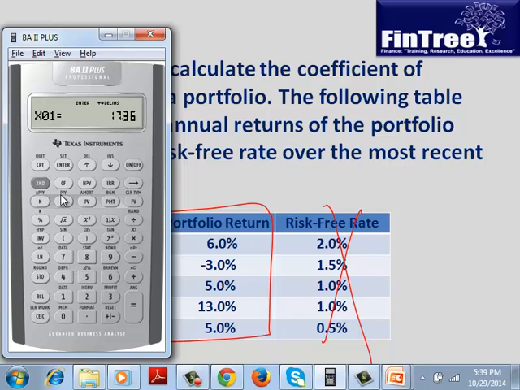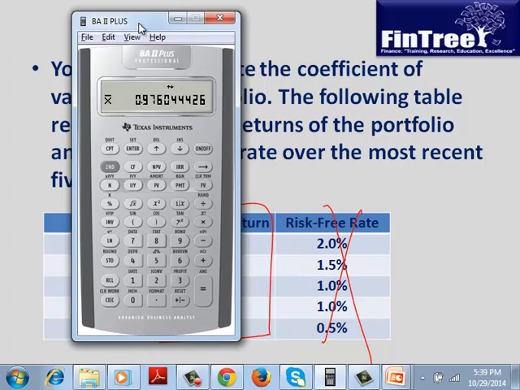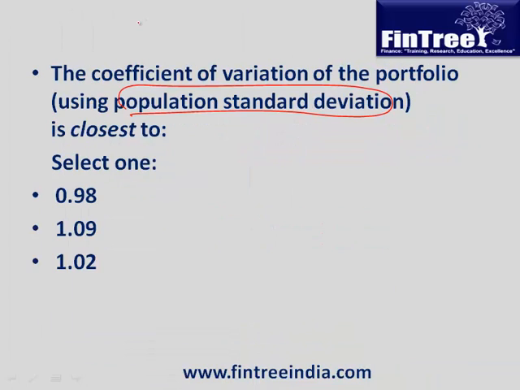Second 7 to insert the data function. Second clear work to delete prior memories. X1 would be 6, enter. We don't need a Y1. Then this would be 3, negative, enter. X3 would be 5, enter. X4 would be 13, enter. X5 would be 5, enter. Second and 8. The sigma x is 5, so STO1, and x bar is 5.2, STO2. RCL1 divided by RCL2, that would give us an answer of 0.97. So 0.97, which means the answer in this case in the options is 0.98.